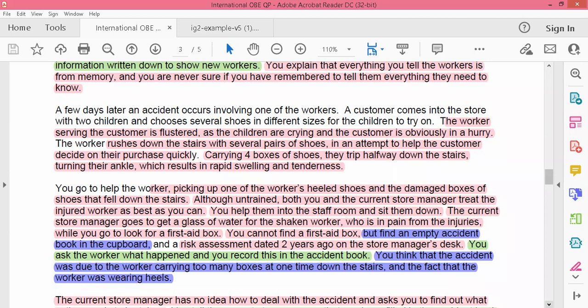You go to help the worker, picking up one of the worker's heel shoes and the damaged boxes of shoes that fell down the stairs.